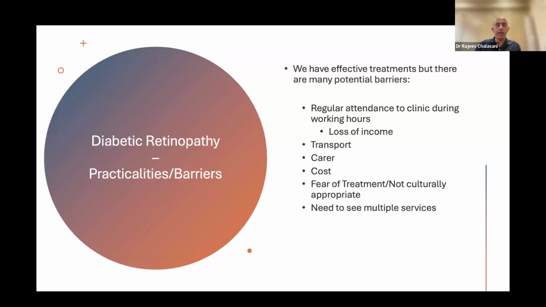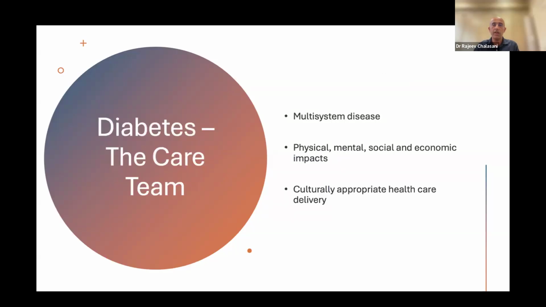And we must always remember that a diabetic patient is often seeing multiple other healthcare professionals, and this is quite a significant burden for them. And all of these things, as we can understand, can lead to frustration and also depression. So there's many challenges for us as healthcare workers looking after diabetic patients, and it's a multi-system disease.